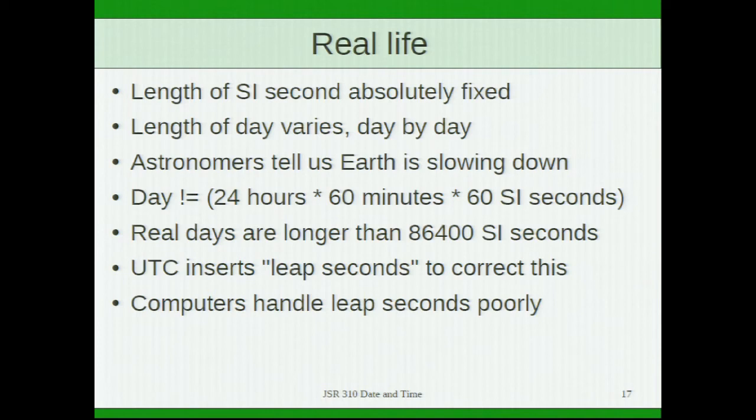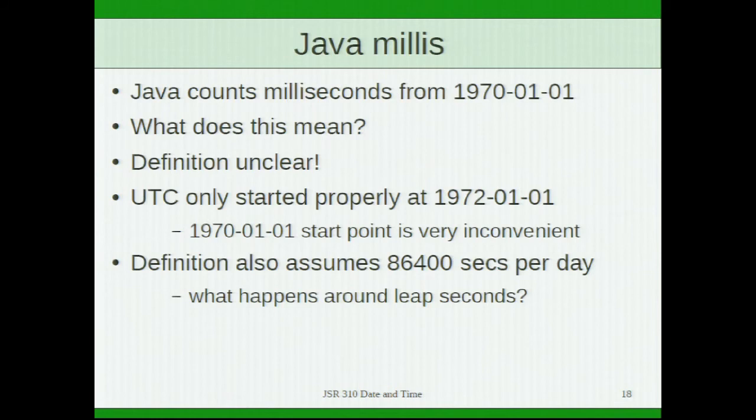So Java counts milliseconds from 1970, but what does this mean? Well, the strange thing is that the UTC definition I was just talking about only began in 1972. So 1970 isn't a terribly great date to choose as your definition of a fixed point in time. And the definition of Java milliseconds assumes this number of 86400 seconds per day. So what happens around leap seconds? So there's no happy answer to this.